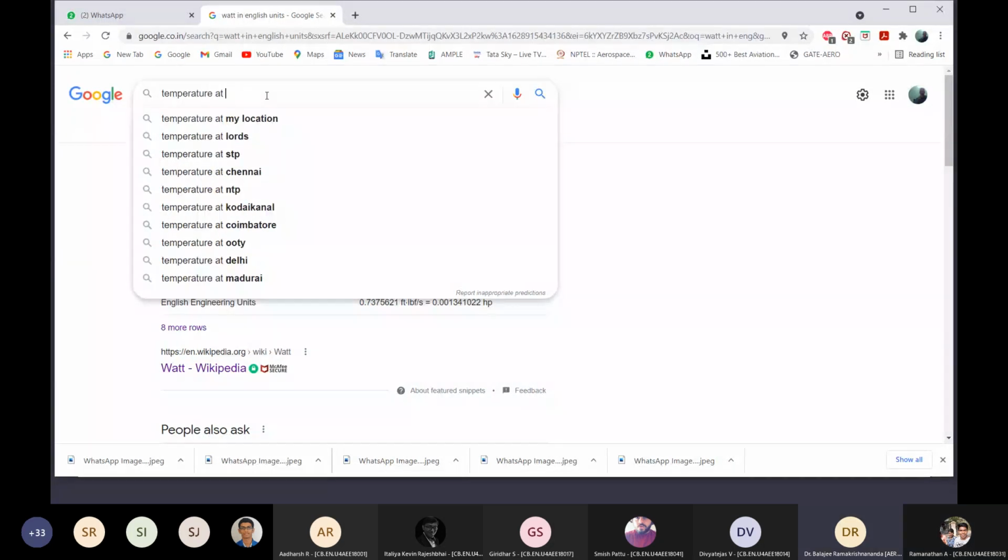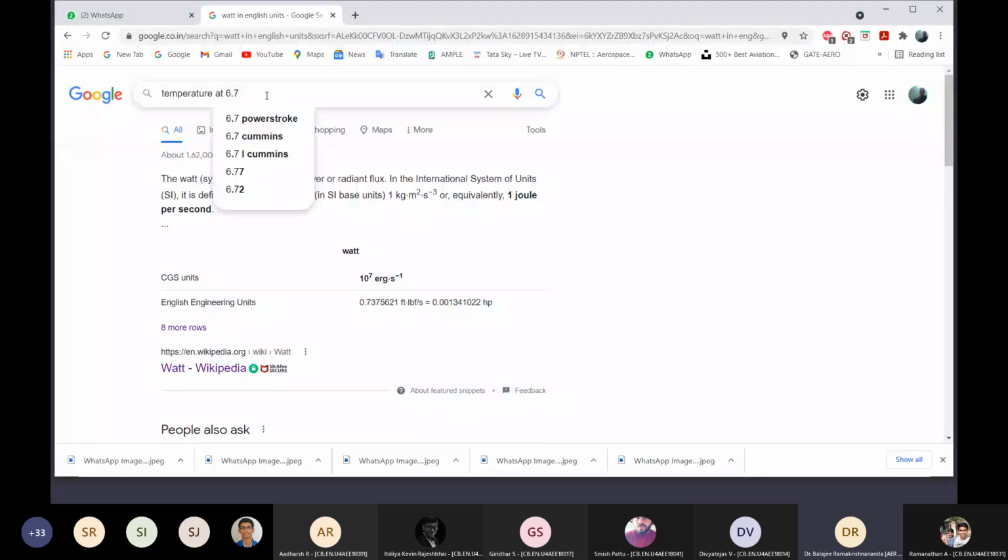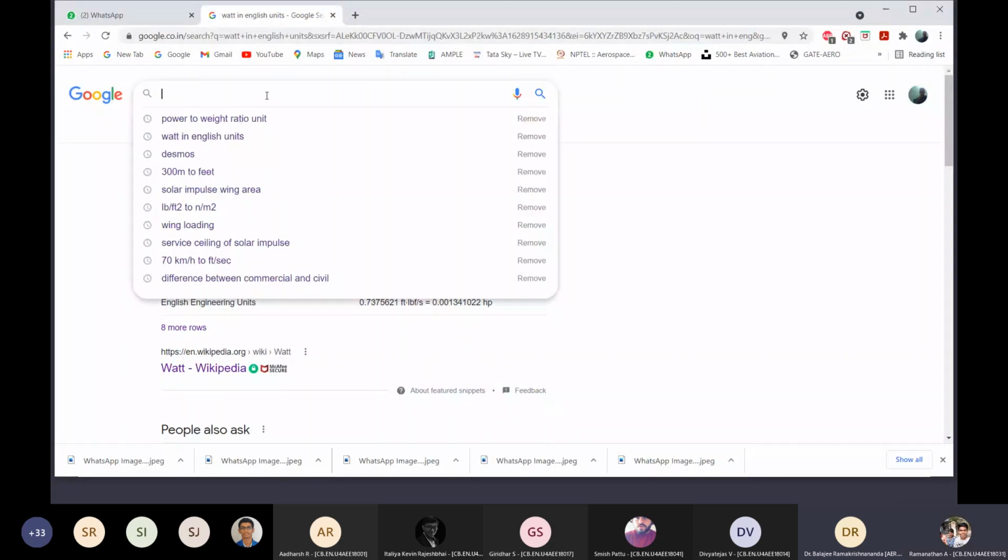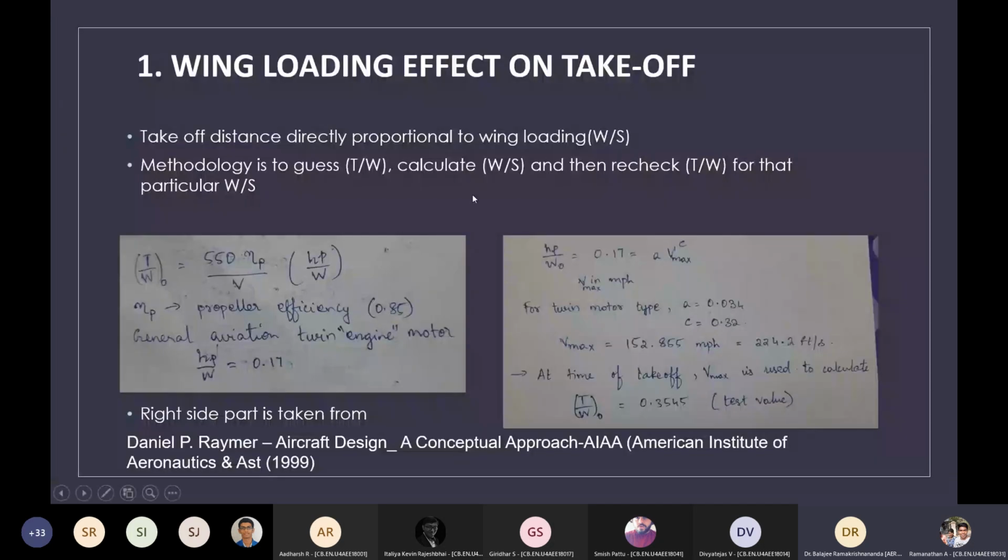Just use 6.5 lapse rate. Use the calculator. Assume your sea level it is 15 degrees centigrade, minus 6.5 into 6.7. Instead of 15, you can put 288 Kelvin. Yes, sir. 6.5 into 6.7.